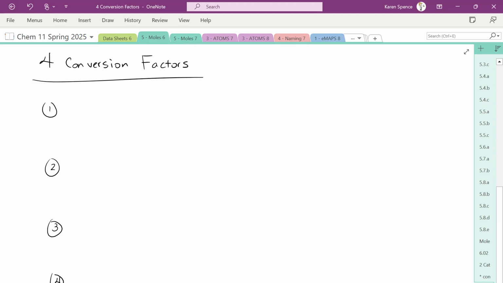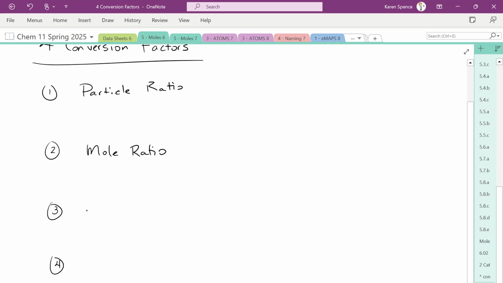Okay, what is one of our conversion factors? Particle ratio. What's the thing that's the same as the particle ratio? Mole ratio. What's the third one? Molar mass. And what's the last one? Avogadro's number.